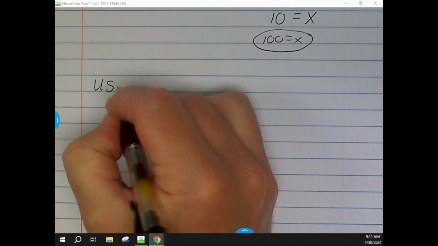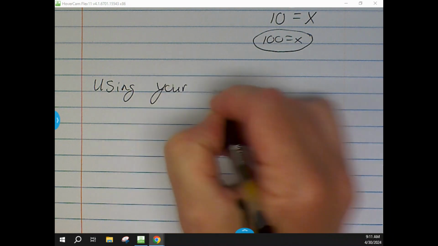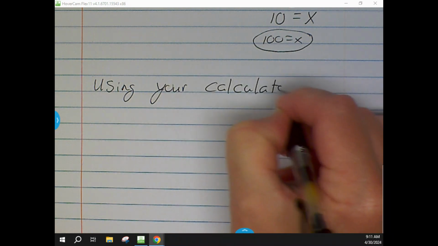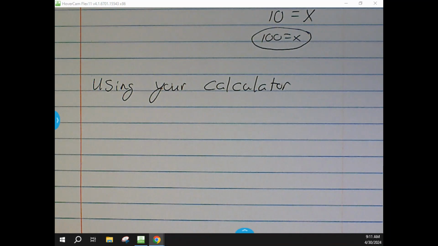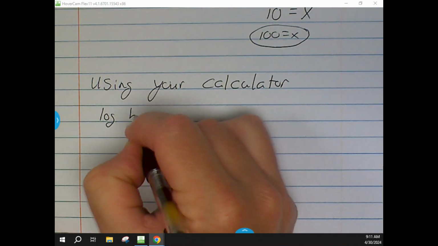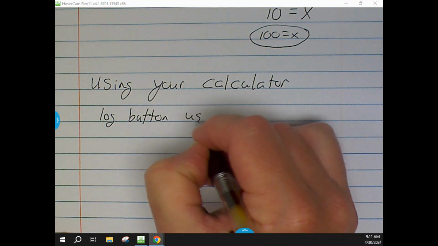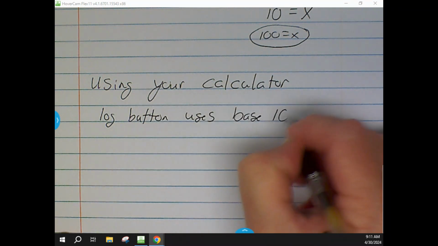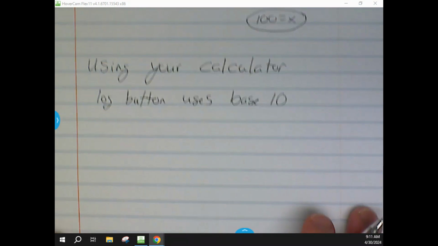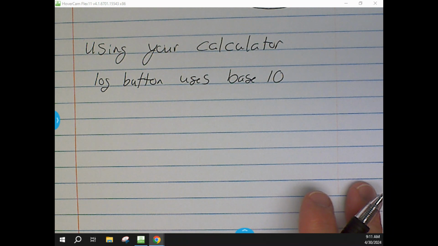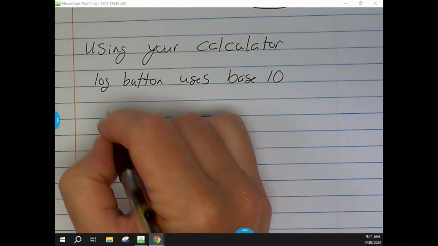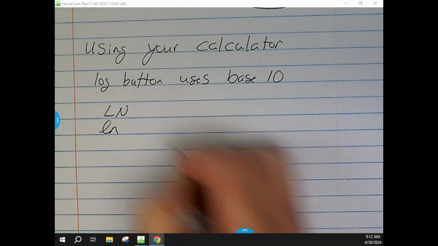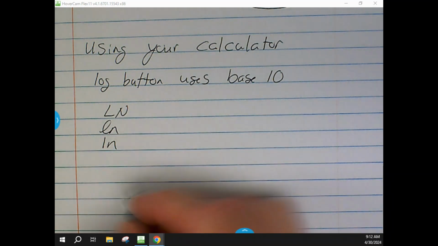Okay, so we've got our properties. We've got condensing back and forth. There's the simplifying part of it. Here's where we're going to actually use your calculator. Okay, and on your calculators, the log button uses base 10. The other one on your calculator, whether it says LN, they're all the same button.